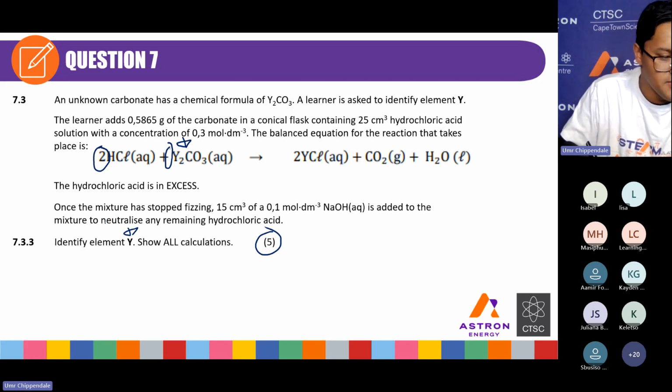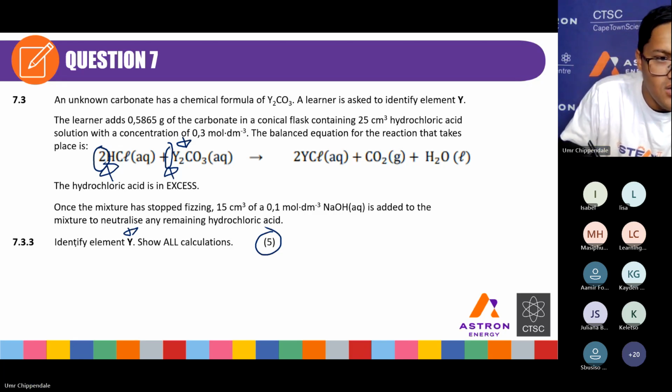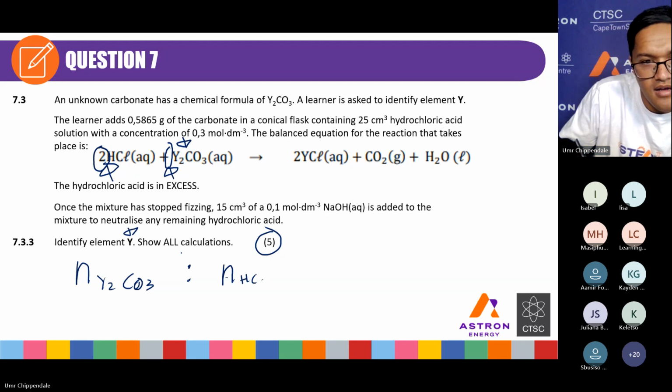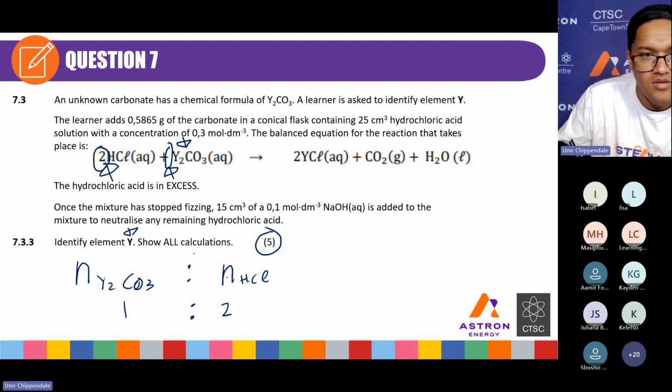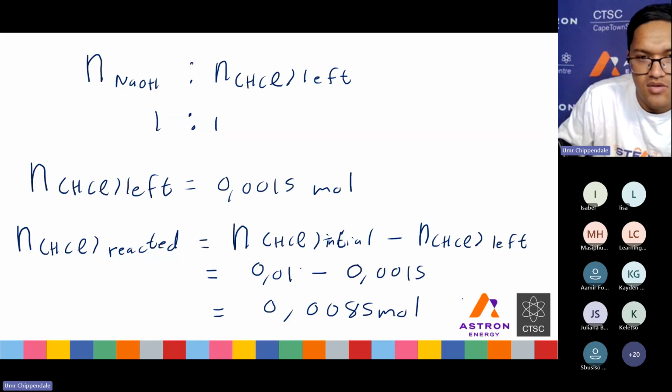So we can now say that with these two, this is a 1:2 ratio. So we will have to divide this by each other. You can write it as the number of moles of our Y2CO3 is going to be in relation to your number of moles of your HCl. I said that our HCl was 2, and this is 1. So to get that, we're going to take this value which we calculated, which was 0.0085.